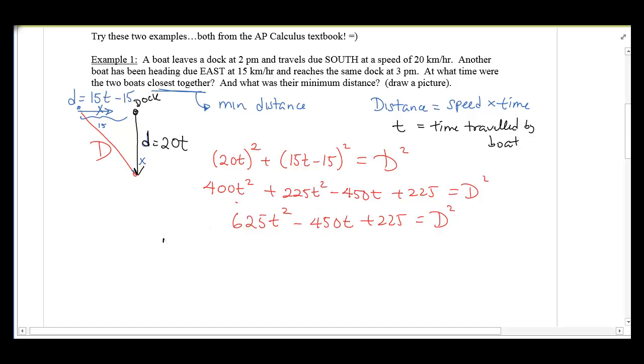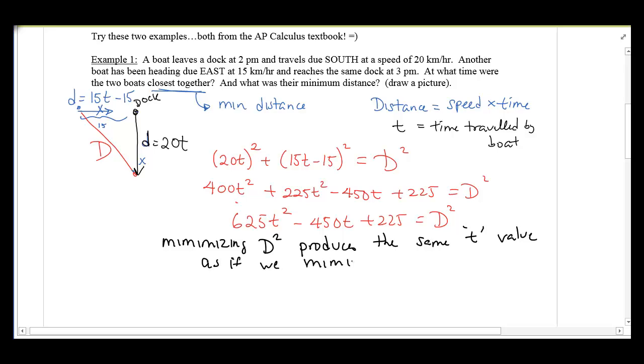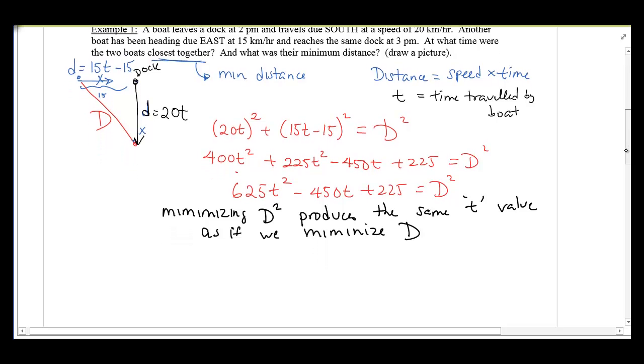I want you to understand that minimizing d squared actually produces the same t value as if we were to minimize d by itself. Okay, so think about that. If I square something, it's still going to be bigger, but the minimum of d versus the minimum of d squared, the t value will be the same. Okay, so that's a little trick.